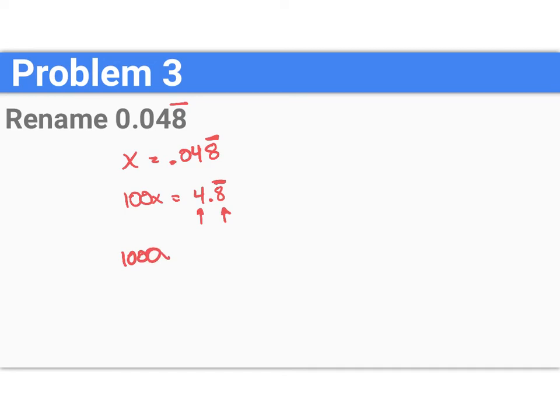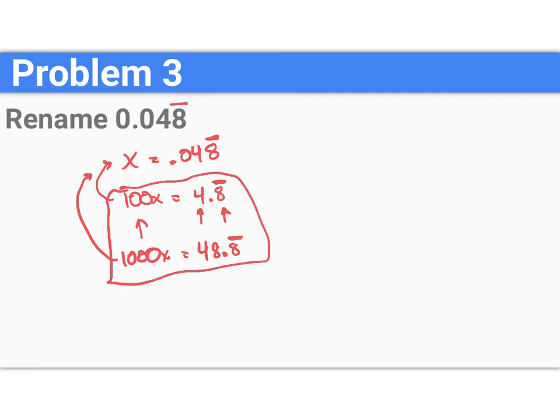And so now we need to multiply by 1,000. Well, why do we do that? So we multiply this one by 100, and then we multiply this one by 1,000, and we get 48.8 repeating. Now that we have the repeating on the right side of the decimal, we can work with these two equations right here. I'll put a box around it. So you take 1,000x equals 48.8 repeating. You subtract 100x equals 4.8 repeating.